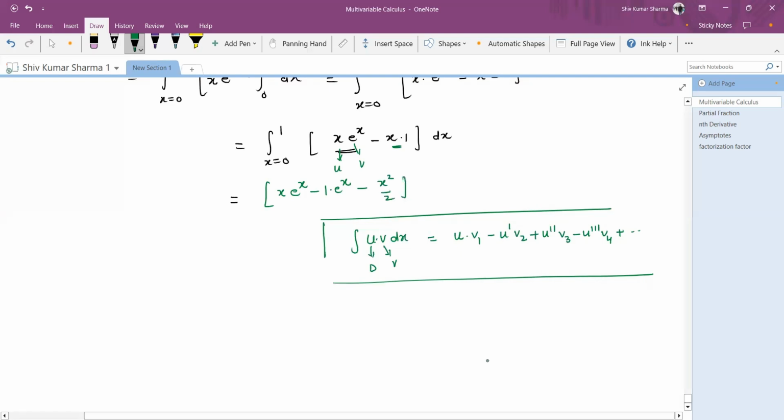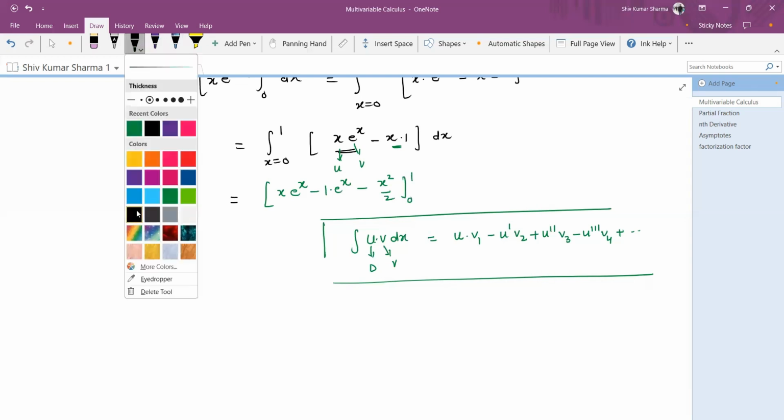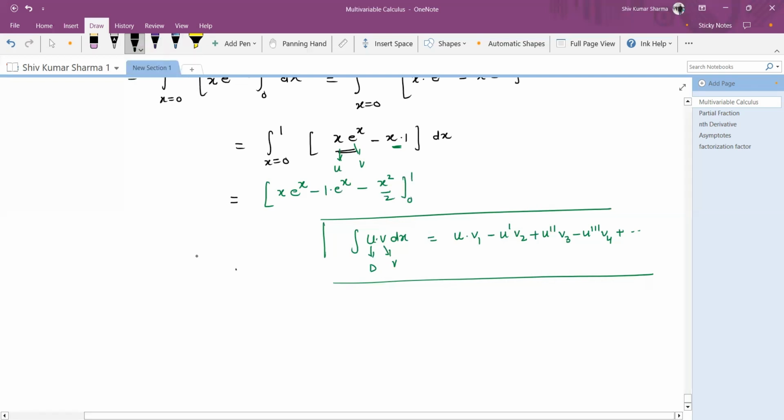So the integration of this term is x square upon 2. Now apply the limit 0 to 1. So when we apply limit 0 to 1, we write down 1 into e raised to the power 1 minus e raised to the power 1 minus 1 square is 1 upon 2, minus the lower limit: 0 into e raised to the power 0 plus e raised to the power 0 plus 0 square is 0 upon 2.